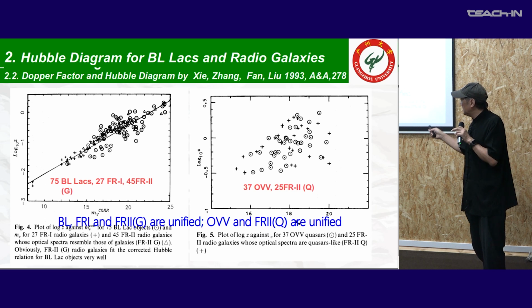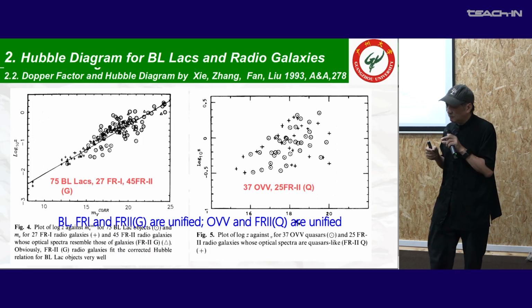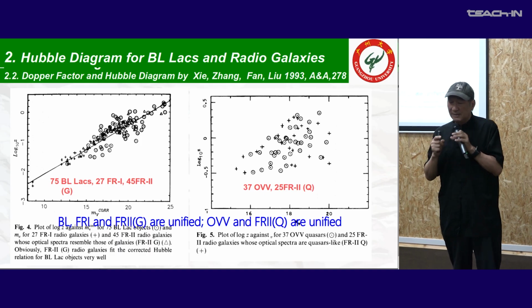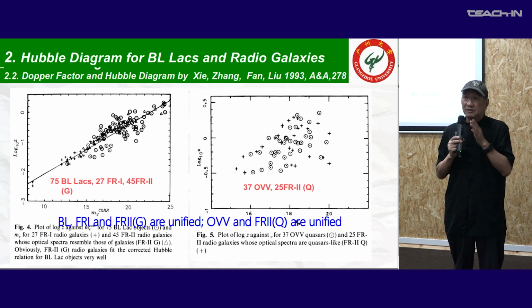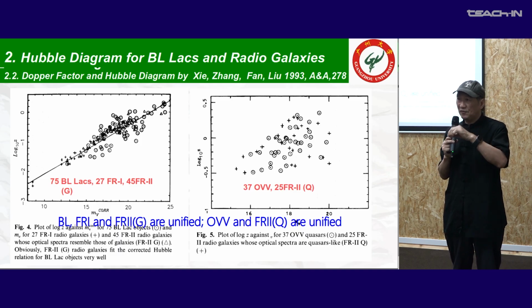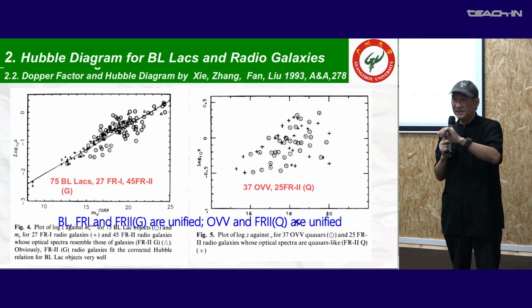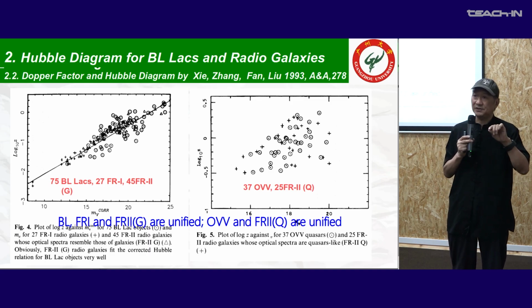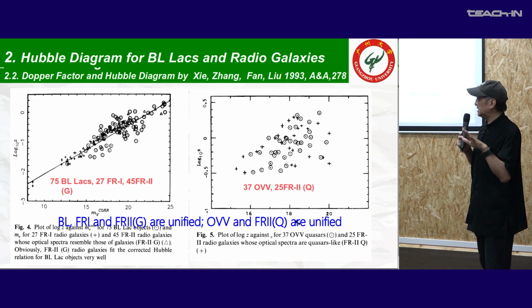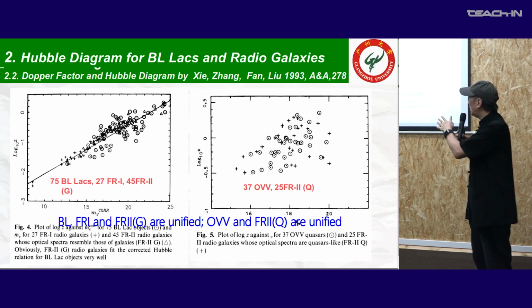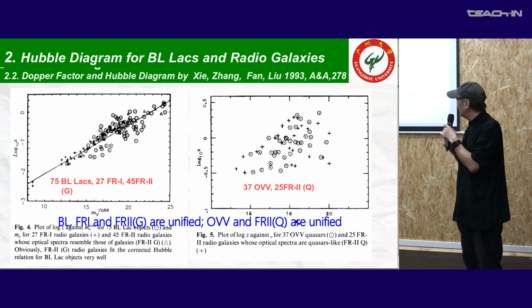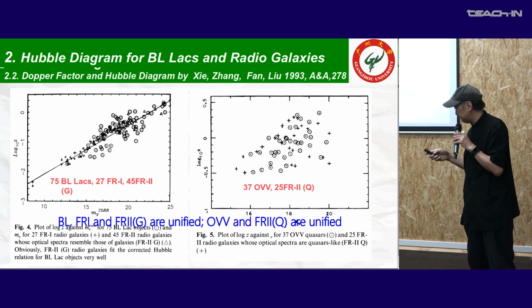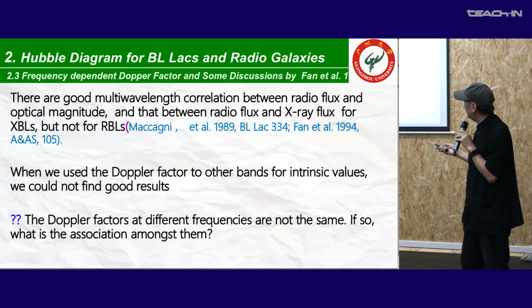So in this work, we propose that BL-like objects are unified with FR1 galaxy and FR2 with galaxy morphology. And OVV is correlated and unified with the FR2 quasars. This is our result.